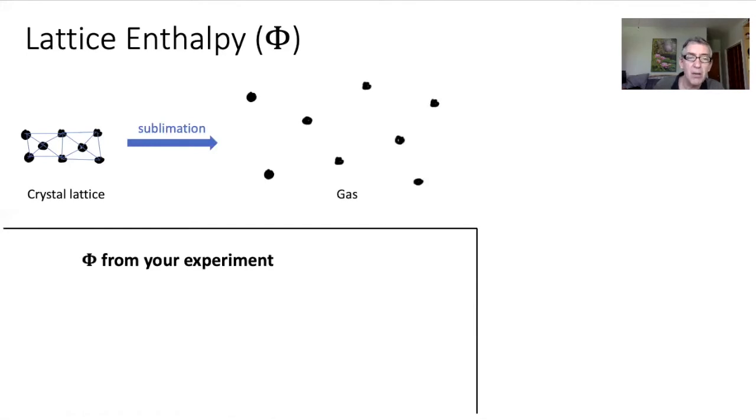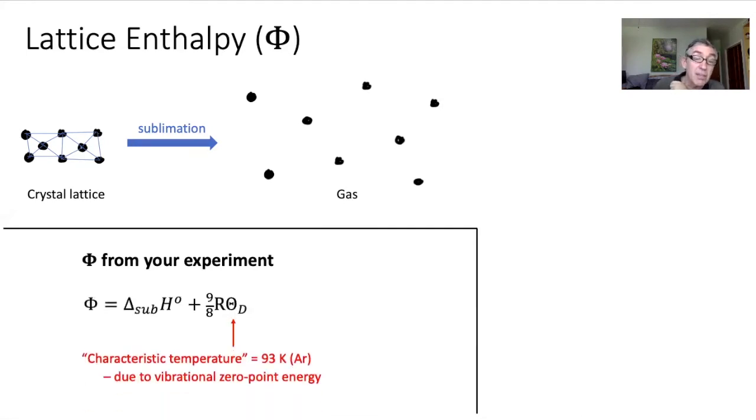So let's talk about how you determine the lattice enthalpy from your enthalpy of sublimation. Here's the equation. It's in the lab manual. The lattice enthalpy is really the enthalpy of the lattice with all the atoms still. They're at rest.